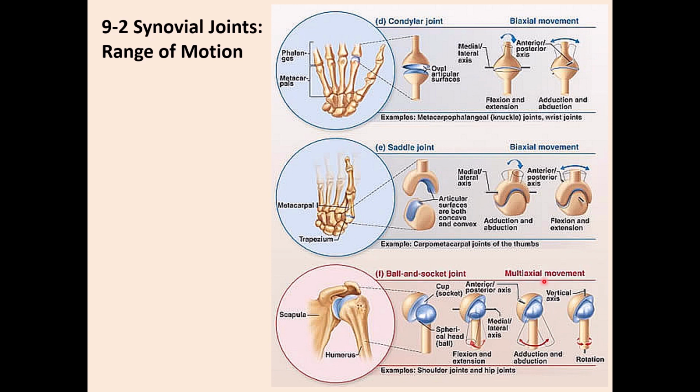The last one is multiaxial, so they are going in different directions. One side is a spherical shape and the other side has a deeper depression. These are the most mobile joints, and the ones that you see are the shoulder, which is the most mobile joint in the body, and the hip joint, which is also very mobile. But these two joints are at higher risk of dislocation, especially the shoulder joint, which is much more likely to dislocate than any other joint.